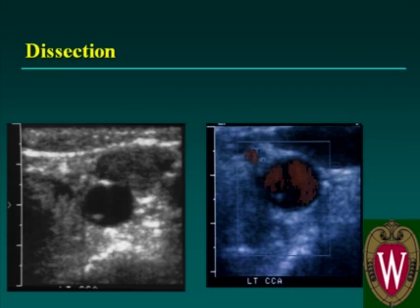Here is an example of another dissection, quite difficult to see on grayscale, but on color Doppler, the presence of that septation becomes more visible, and if you were to sample on either side, you would get different flow profiles.